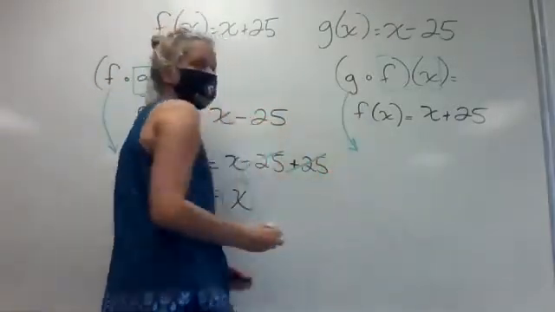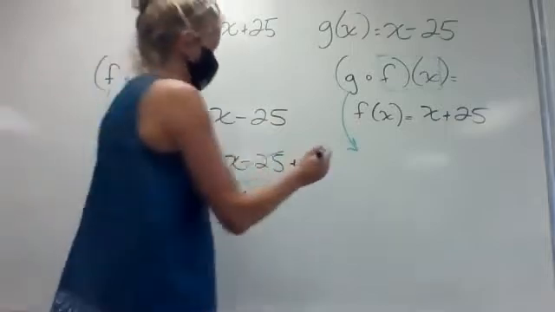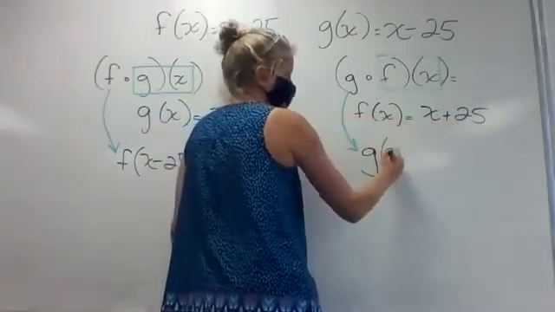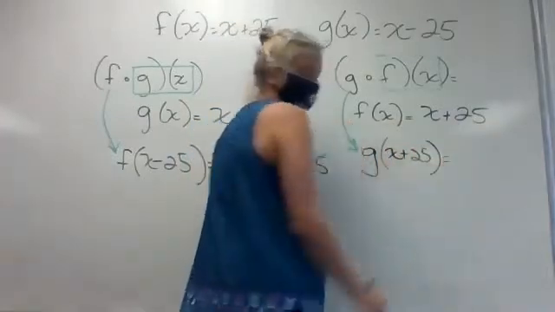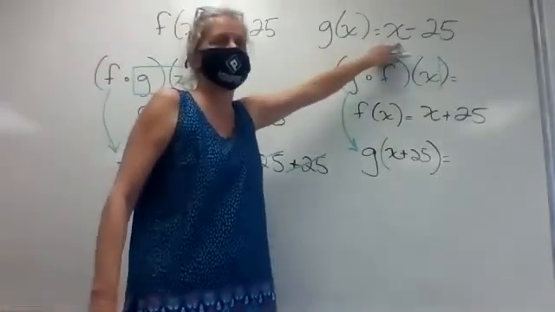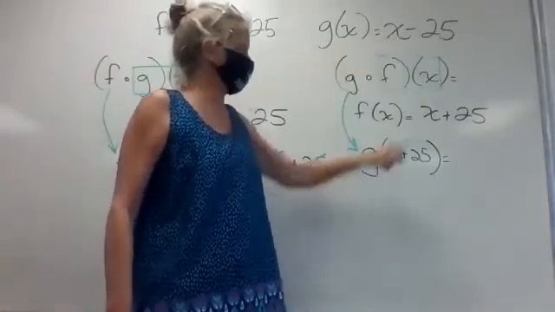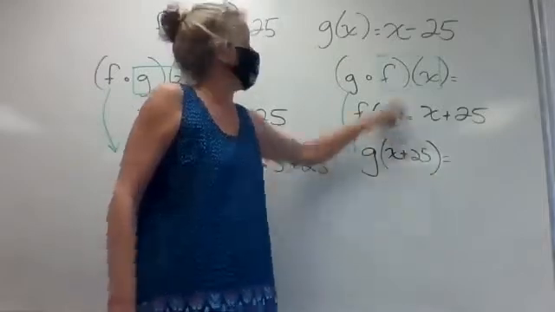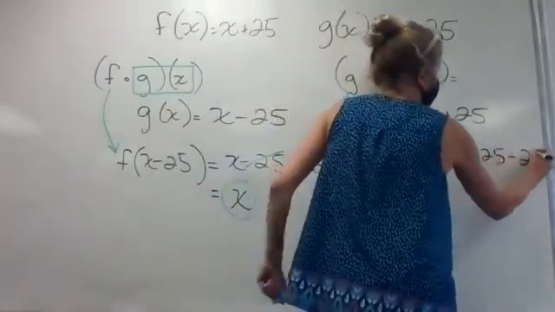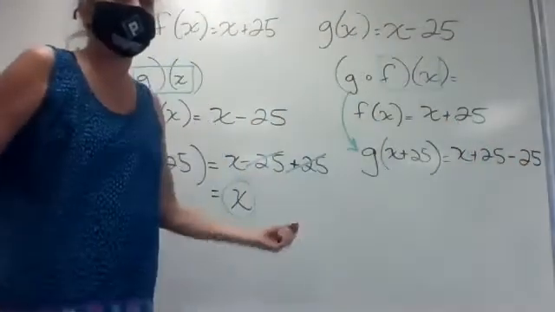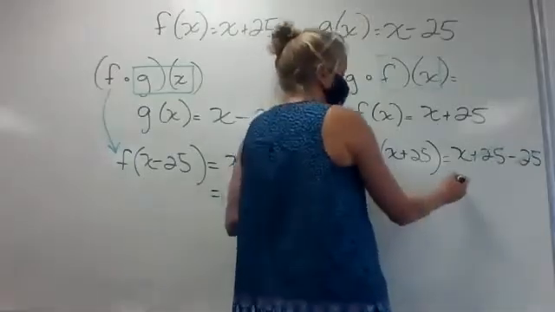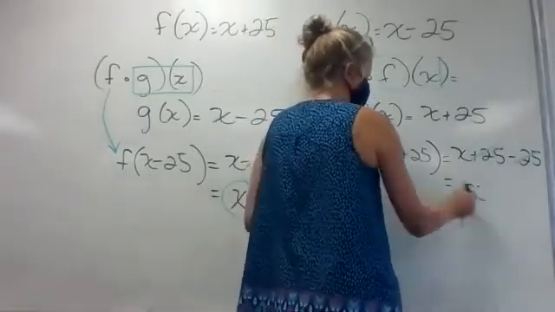This time I'm bringing down g. My last solution was x plus 25, so that's what comes in here. This tells me to go to my g function and replace its x with what's in the parentheses. So instead of x, I write x plus 25, bring down the minus 25. And just like the first one, the plus 25 and minus 25 knock each other out, and all you're left with is x.